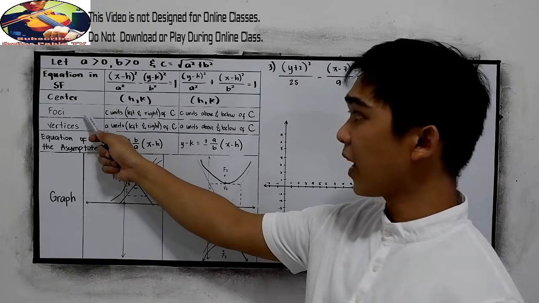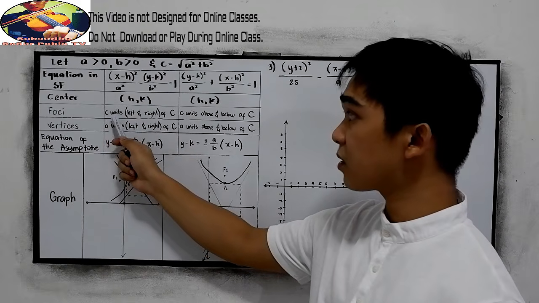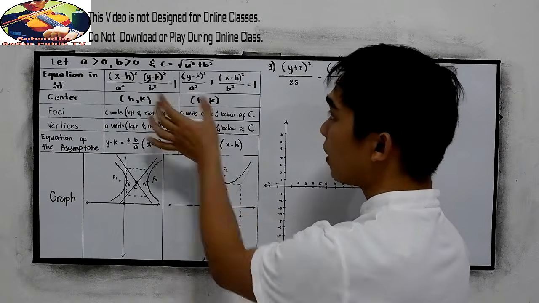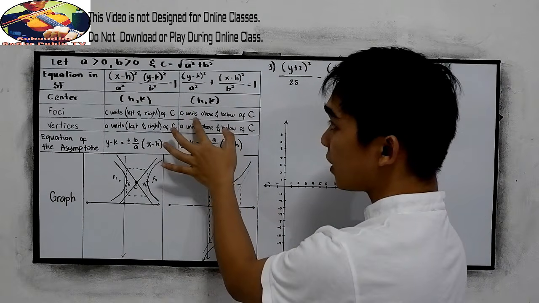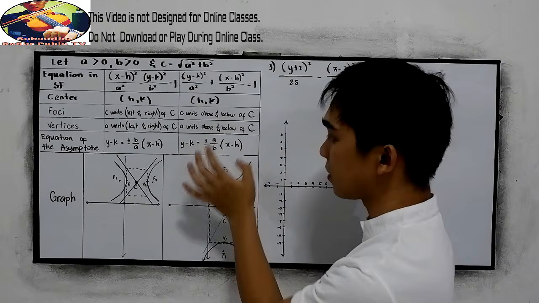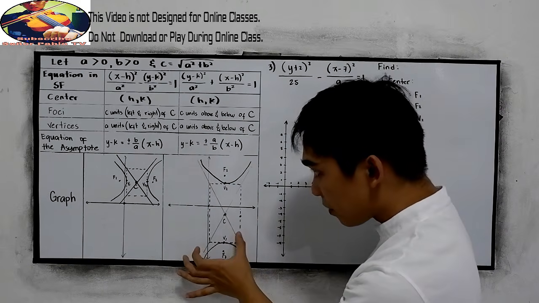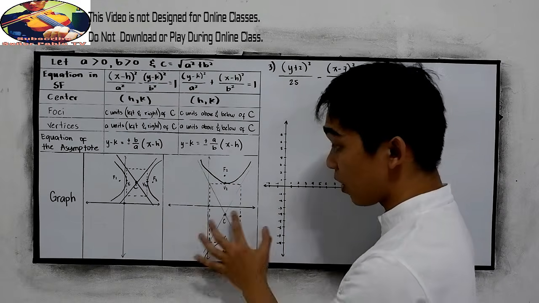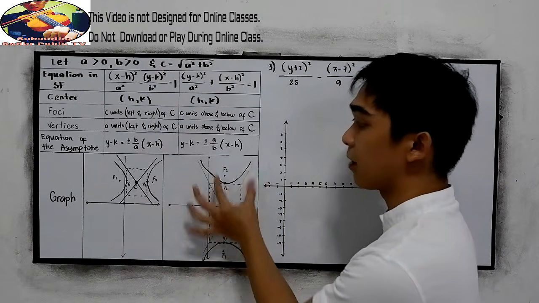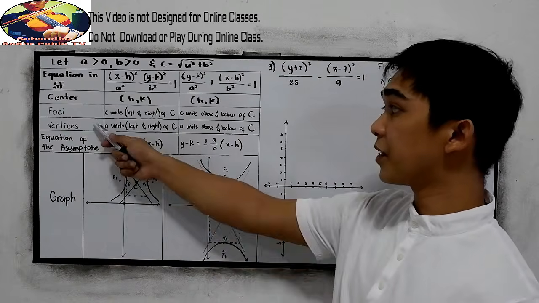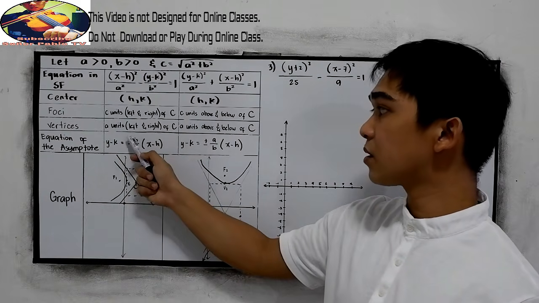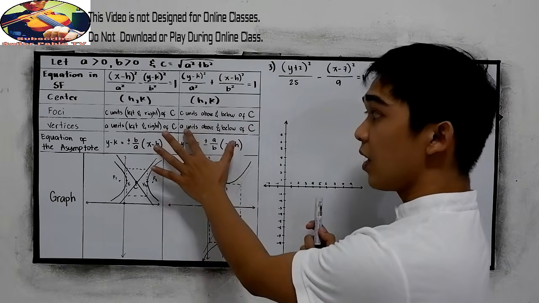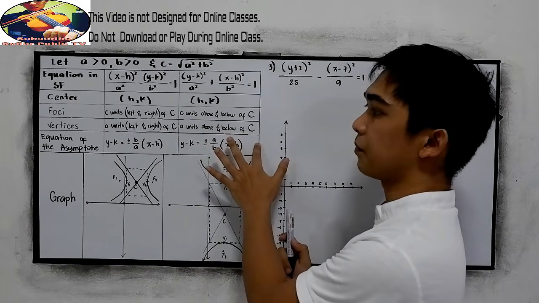Next, to find the foci, the foci are c units to the left and right of the center, if in this form. But in this case, c units above and below the center. That's why in our graph, it opens to the left and right, and upward and downward. So look at our rectangle. And for the vertices, a units to the left and the right of the center, and in this case, a units above and below the center.